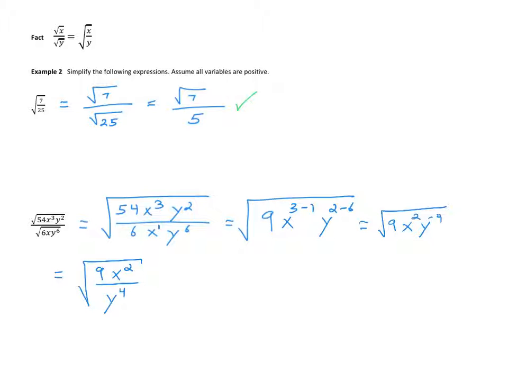All right, when I look at this, everything now has a perfect square root. So in the numerator, I have the square root of 9x squared, and in the denominator, I have the square root of y to the 4th. All right, well, the square root of 9 is 3. The square root of x squared is just x. And the square root of y to the 4th would be y squared. And this is the simplified final answer for that fraction.